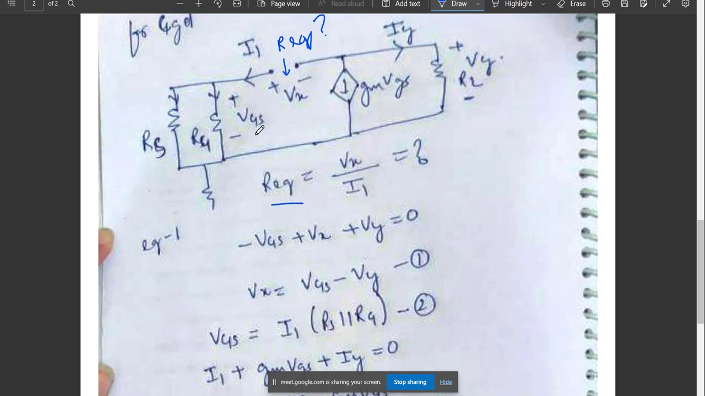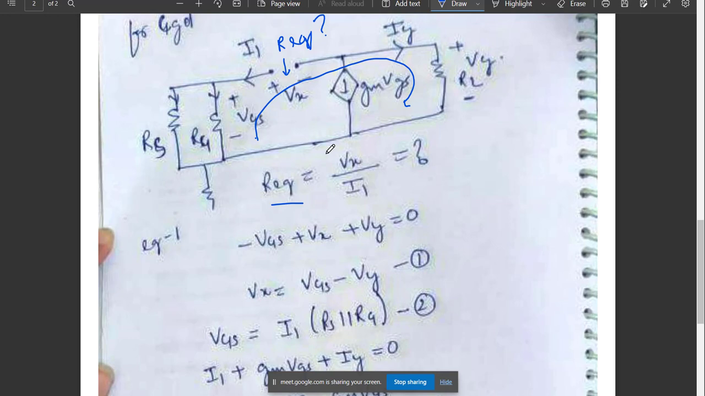Now let's make a KCL, sorry, KVL, in this circuit, right? Why am I making it like this? Because only these values we know, either we know the voltage, or we have assigned it to some variable. Right? Getting it?